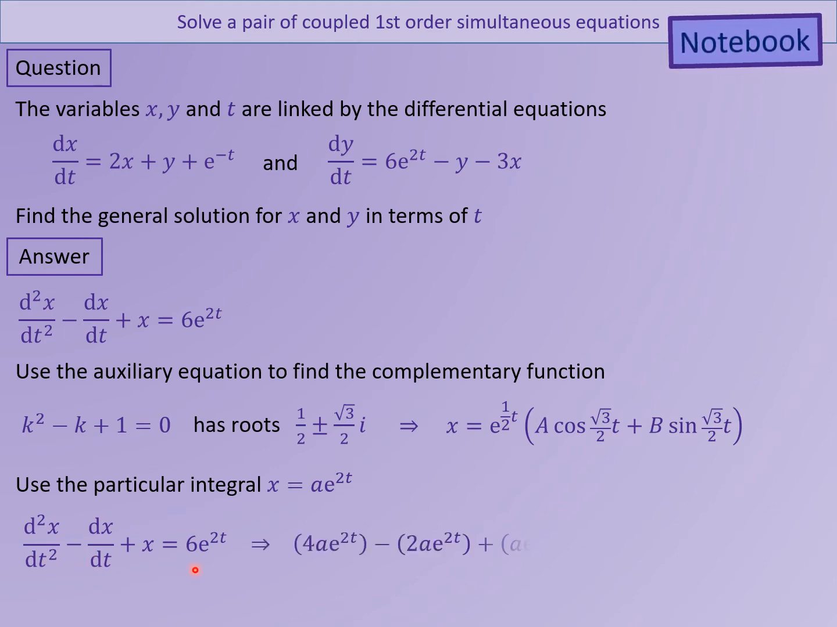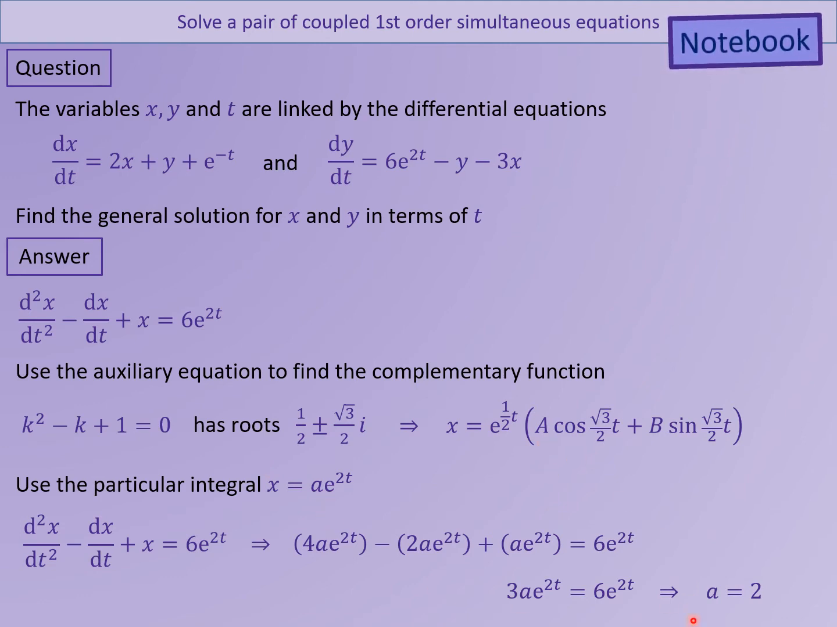So we're going to get 4a e to the 2x. This bit will be minus 2a e to the 2x. And then you've got just plus a e to the 2x. 4 take away 2 is 2, plus an extra 1 is 3. So 3a e to the 2x, so a must equal 2. So I've managed to calculate a particular integral and worked out what the a value is there.